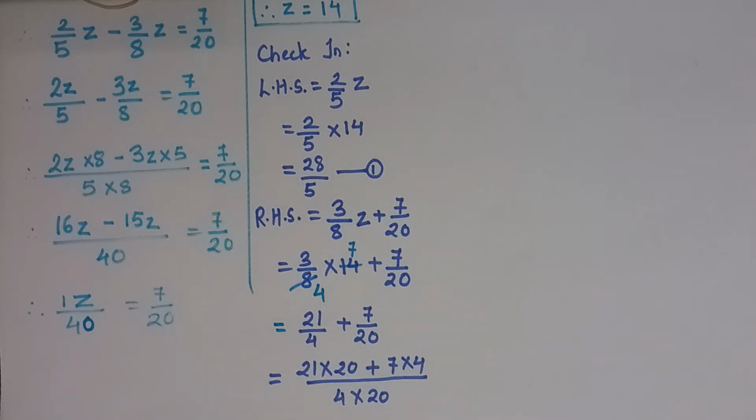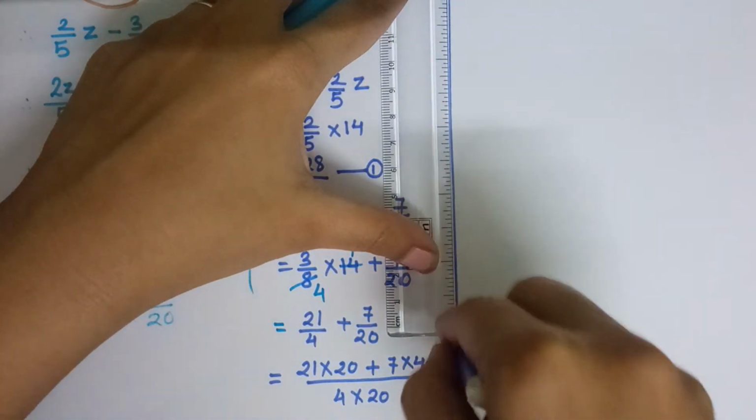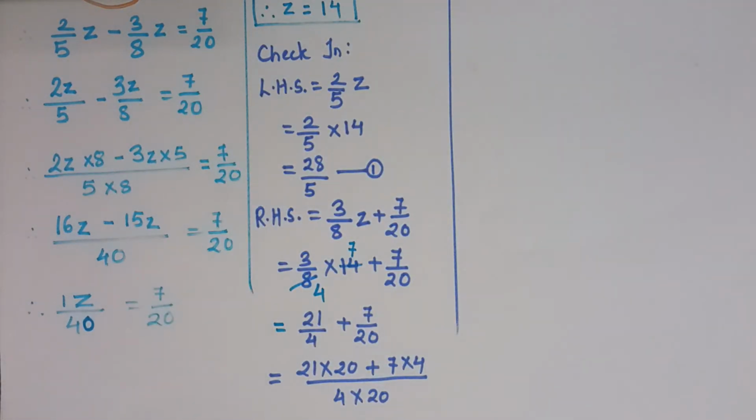20 into 21 into 20 plus 7 into 4 upon 4 into 20. So many times what happens is we try to cancel this 20 and 20. Please don't do that. We need to multiply first and then we'll be adding the terms. So now let us go to the next side and continue with the sum.